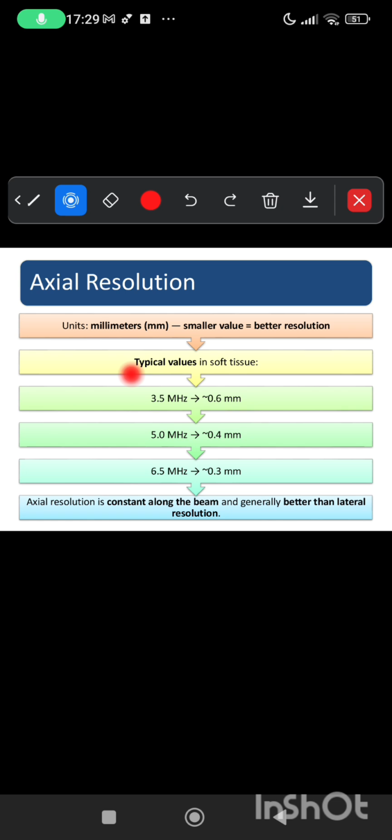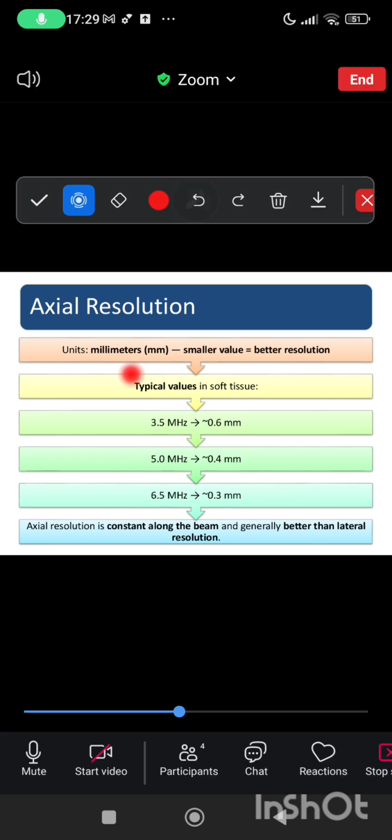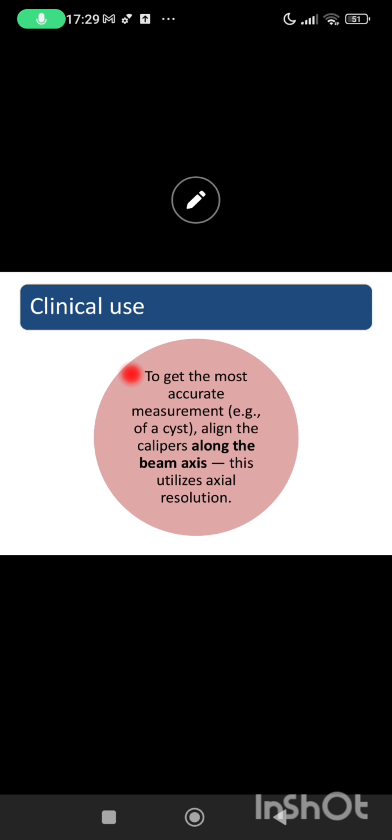It depends on frequency. Better frequency, better resolution. It depends on SPL. Shorter SPL, better axial resolution. And to reduce the SPL, we can reduce the number of cycles, we can reduce the wavelength as well, or we can increase the frequency. To get the most accurate measurements, align the calipers along the beam axis because this utilizes axial resolution. So you should align your calipers along the beam axis.